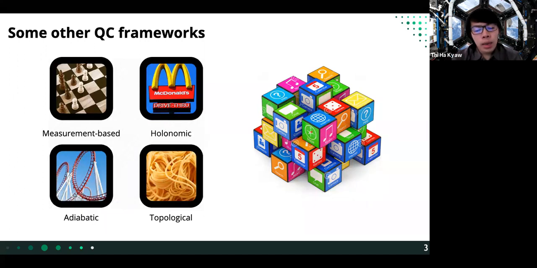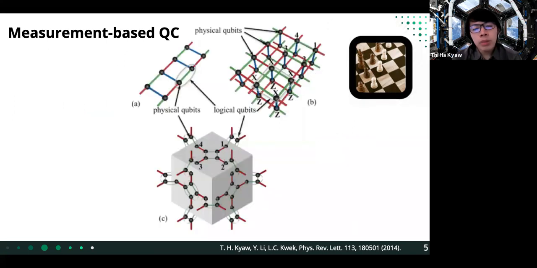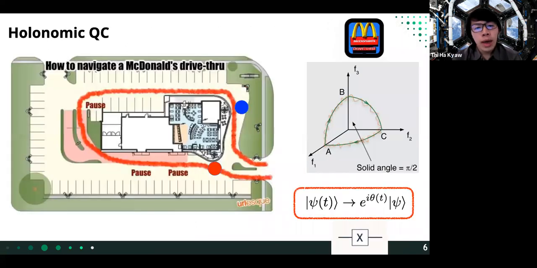In my last talk I mentioned briefly what measurement-based quantum computation is, that we need cluster states, and how we arrive at universal quantum computing and so on. One can prove that measurement-based quantum computation is equivalent to gate-based quantum computation, so they are the same. These are different types of frameworks that we have at the moment. Besides measurement-based quantum computation, we also have what we call holonomic quantum computation.